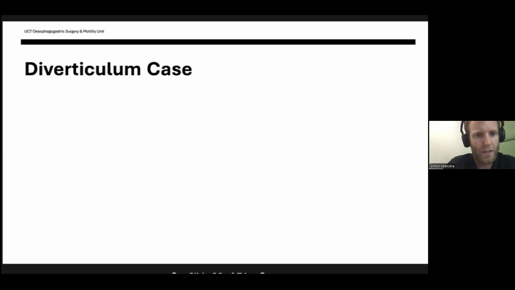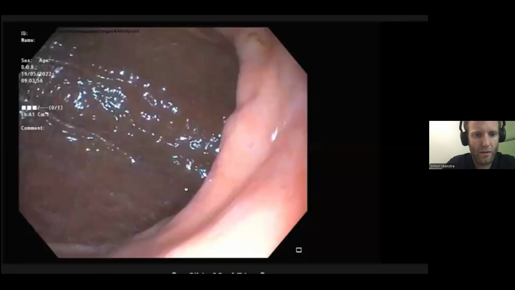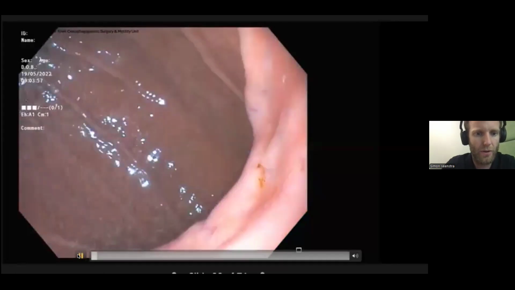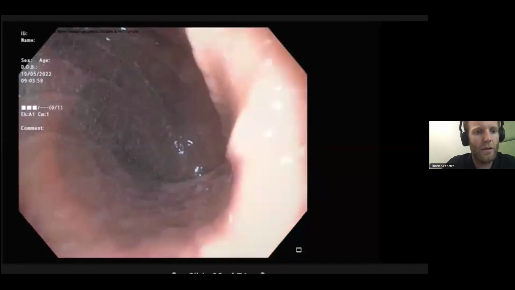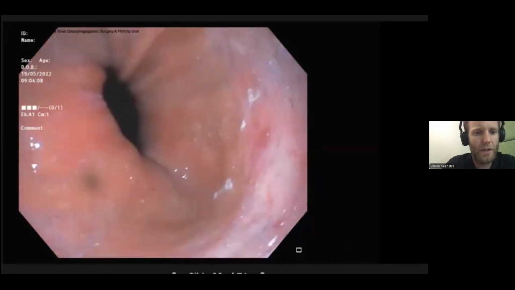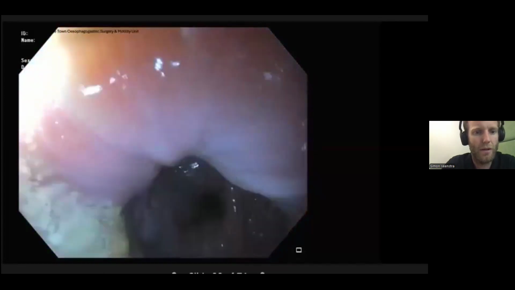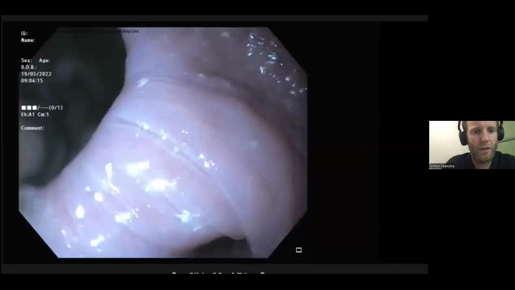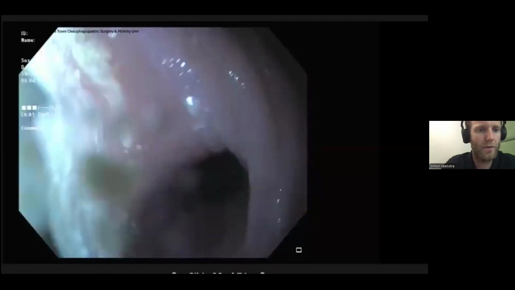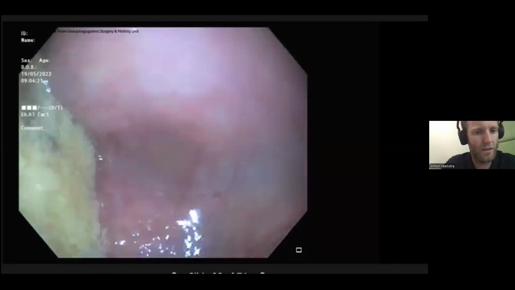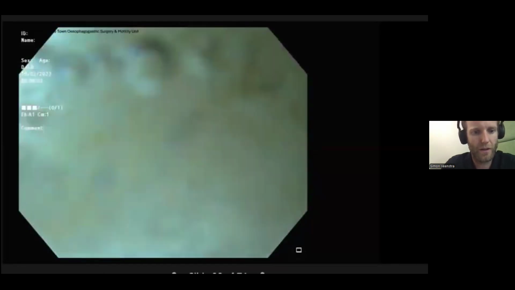So this is our last case, and a very nice endoscopic appearance. Here we are in the stomach, coming back up the esophagus. There's the Z line, and as we insufflate here, we see a double lumen appearance, and a big diverticulum with food content inside.